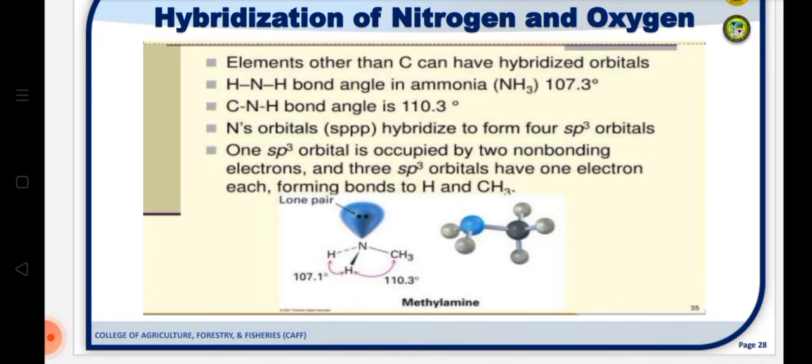So we have here the example methylamine. Okay, so remember it has a nitrogen. The nitrogen in ammonia or NH3 is sp3 hybridized, with 1 lone pair of electrons. Then we have oxygen in H2O or water. Ang oxygen is sp3 hybridized with 2 lone pairs of electrons. So lone pairs push bonds closer, or make the bond angles smaller.